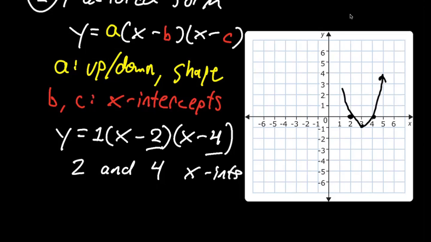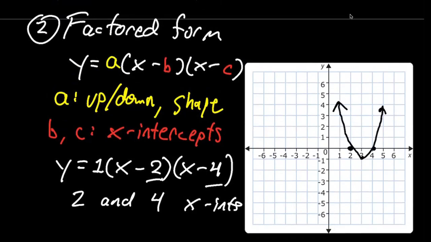And again, we're looking at a parabola, so kind of like that. So factored form tells us the 2 x-intercepts and then also the stretch or compression, and if it's facing up or down.